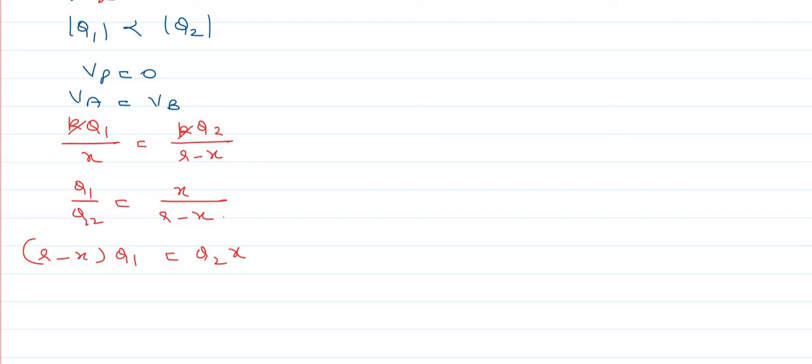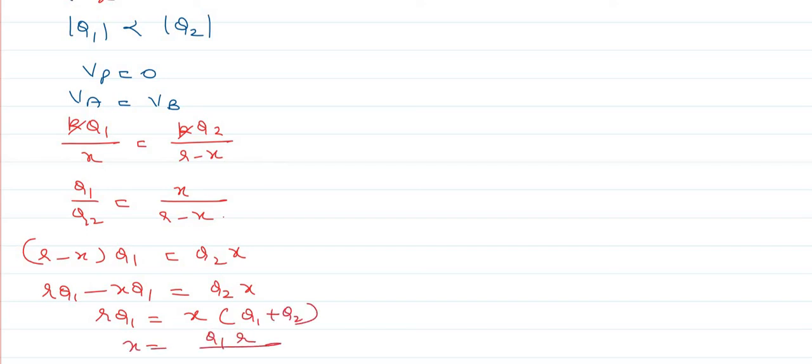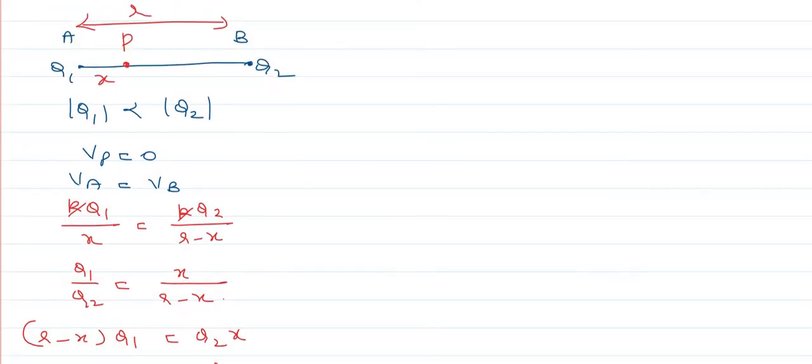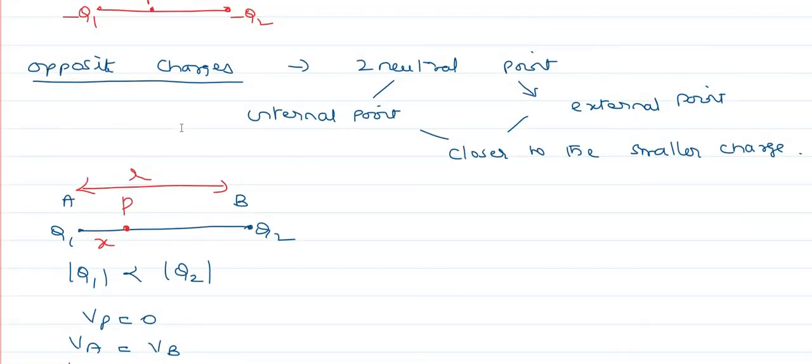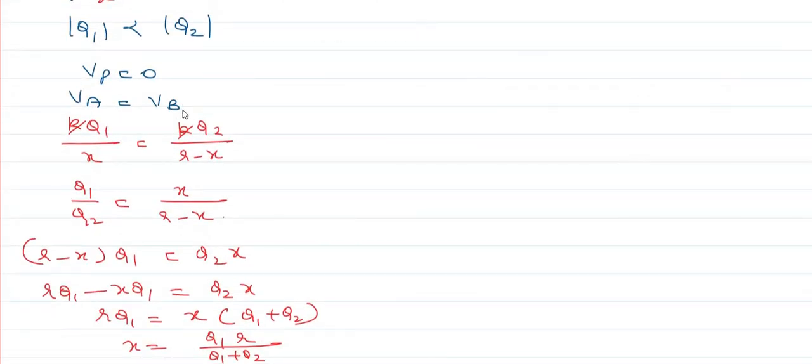Okay. So we need X. RQ1 minus XQ1 must be equal to Q2X. So RQ1 will be equal to, if you bring this XQ1 to this side, X times (Q1 plus Q2). So we need X. That is nothing but Q1R by (Q1 plus Q2). Simple, right? This is for the internal point. Okay. Now for the external point.